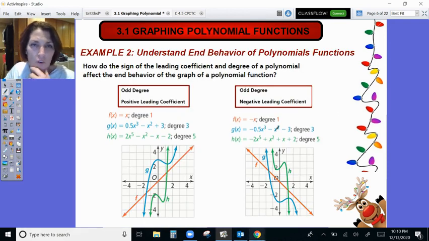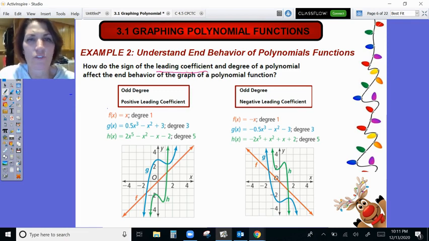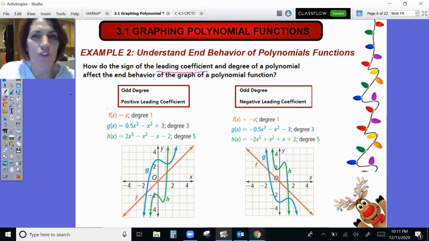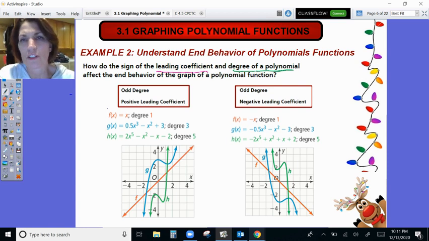Okay, so now we're going to get on and what do our graphs look like on these guys? So you might want to make sure you take really good notes here. Okay, so how did the sign of the leading coefficient and the degree? I need you to really pay attention to this because we're always going to look at the leading coefficient and the degree of the polynomial. Those are my 2 keys that are going to tell me what my ends, or my right and left side of my graphs, are doing.